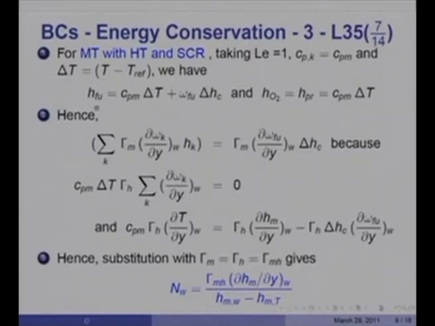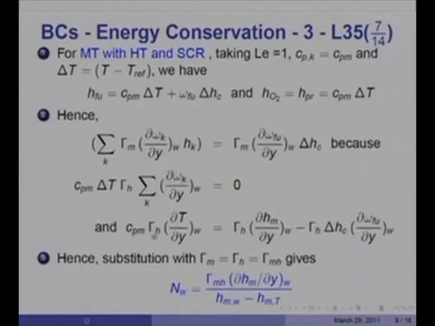Then the enthalpy of the fuel would be Cpm delta T plus omega Fu into delta Hc, that is, I have associated the heat of combustion with the fuel, and therefore H O2 and H product will be simply Cpm delta T. Hence the summation of gamma m d omega k by dy h k would simply amount to gamma m d omega Fu by dy at the wall multiplied by delta Hc, because if I substitute Cpm delta T for all the three species, it will simply give me Cpm delta T gamma h into the summation of d omega k by dy at W equal to 0, because the summation of omega k is 1.